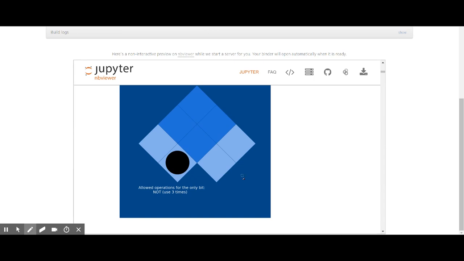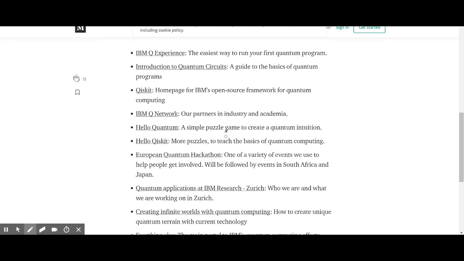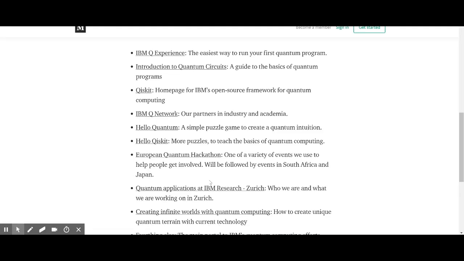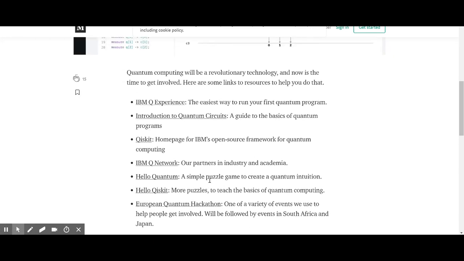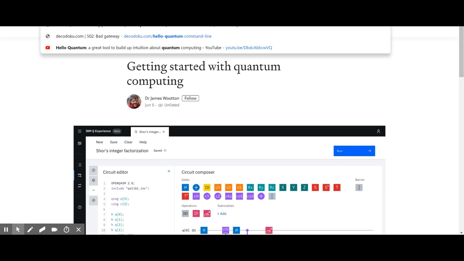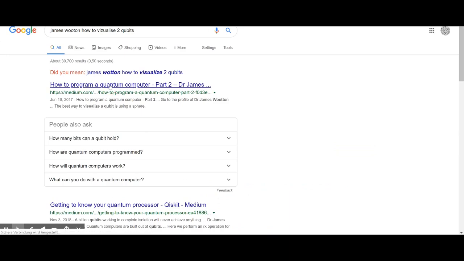So in the IBM, here, because there's a Medium article, interesting quantum circuits. What's this one? Where Wootton does an awesome job. No, that's the Q experience for us. Yeah, so that's the Q experience. No, I'm looking for Hello Quantum, or no, I'm looking for James Wootton, how to visualize 2 qubits. I remember there was a really good article. Is this one?